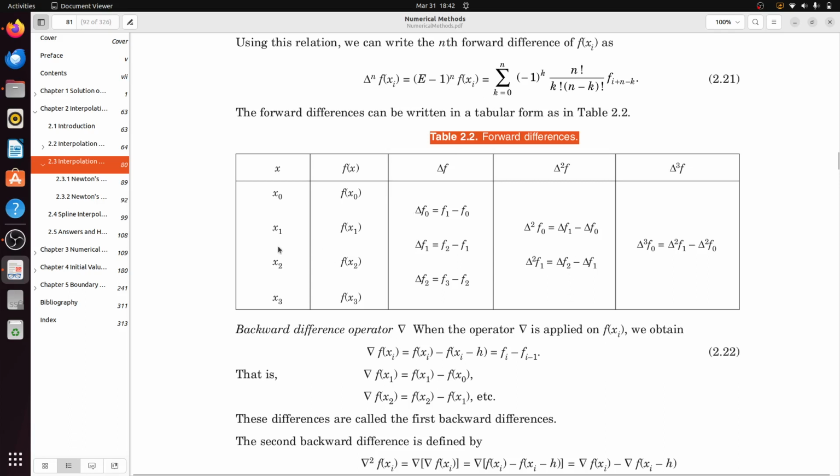What will be the next? That will be f(x2) minus f(x1), that is f2 minus f1. Note that in the divided difference formula we were also dividing by x1 minus x0, but here we are just using the difference notion. Similarly, delta f2 is f(x3) minus f2, that is f3 minus f2.